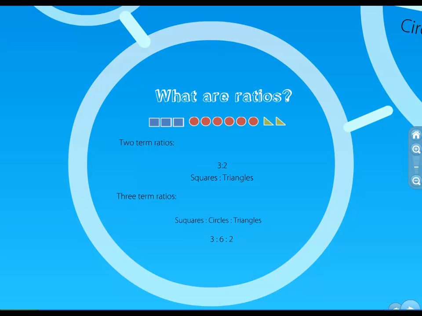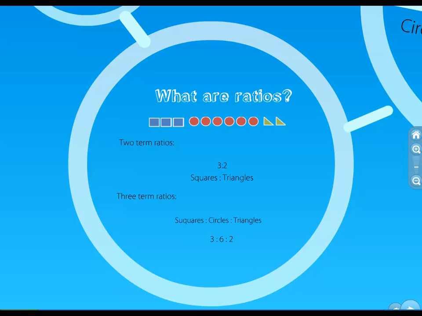So for example, let's say I were to give you 3 squares, 6 circles, and 2 triangles. What you can do with that is write something called a two-term ratio. If you were to write a two-term ratio of squares to triangles, it would be 3 to 2, simply because there are 3 squares and 2 triangles.